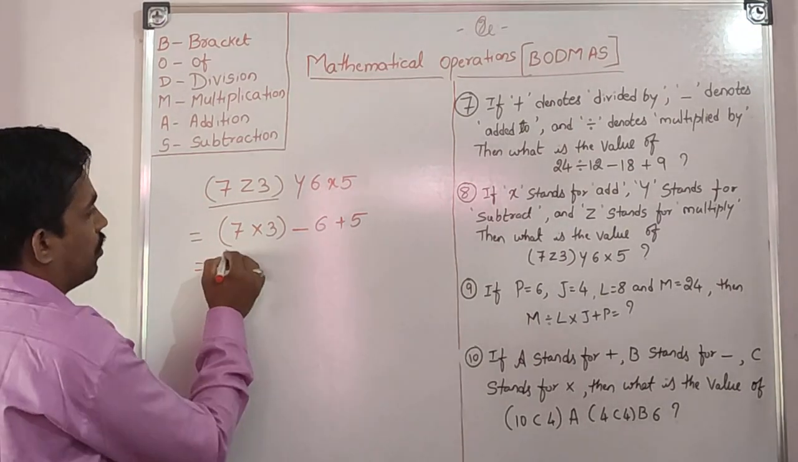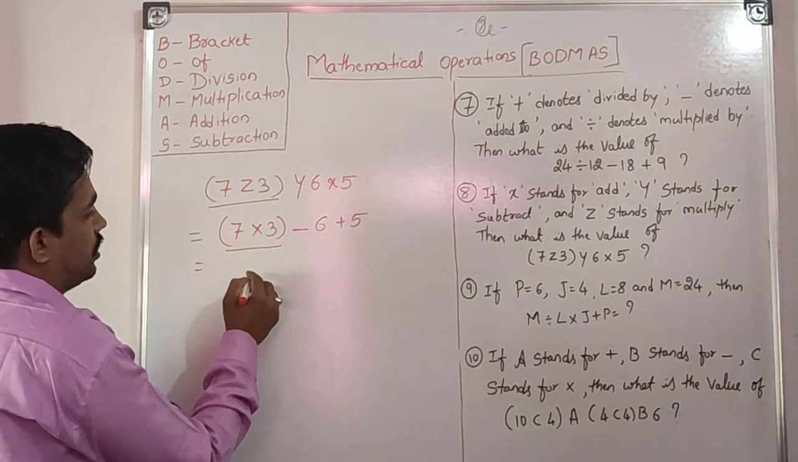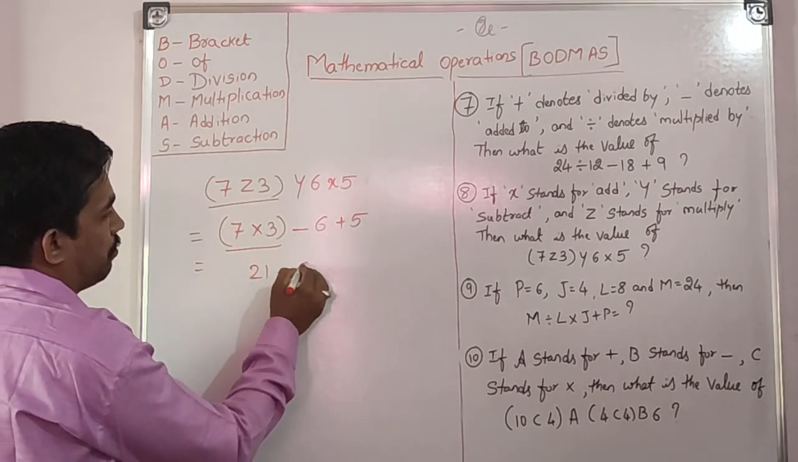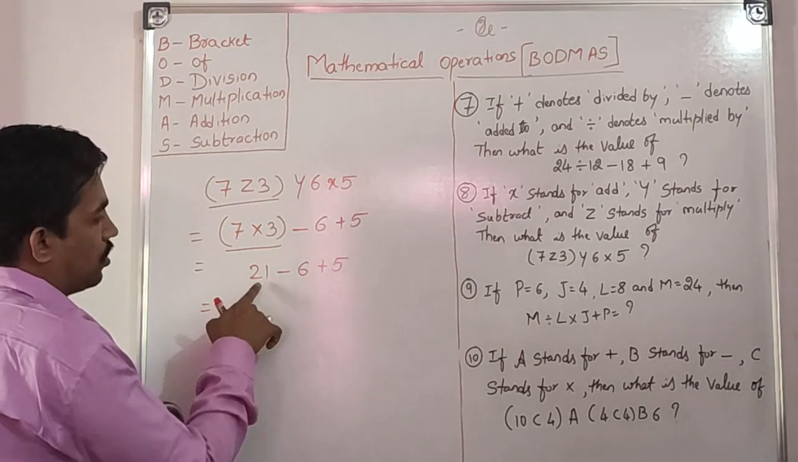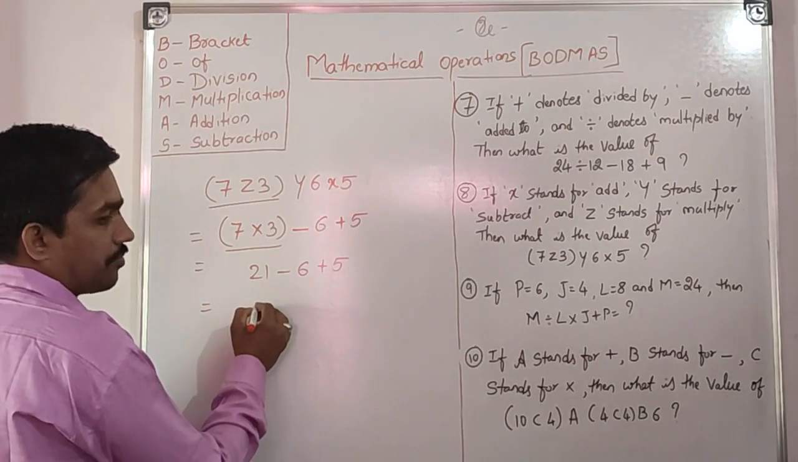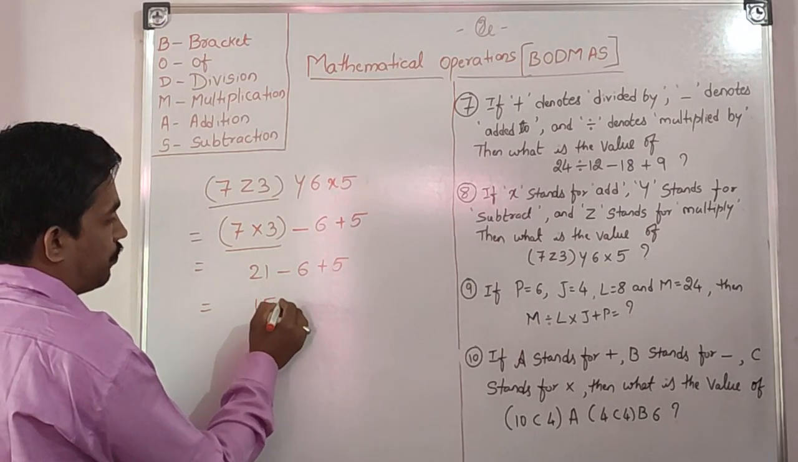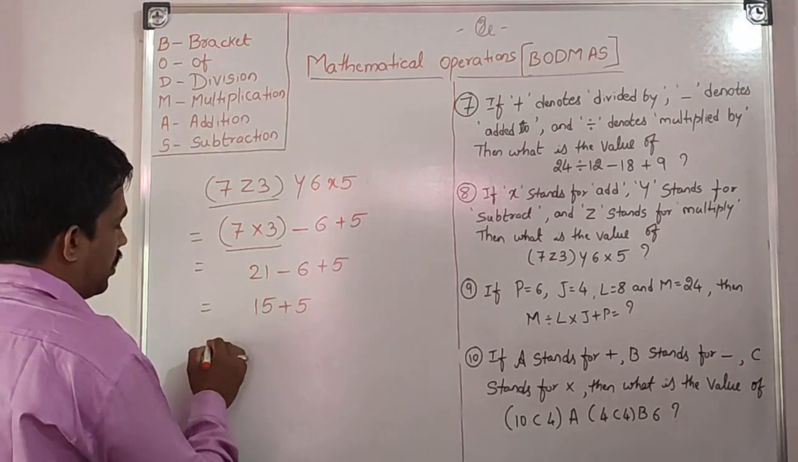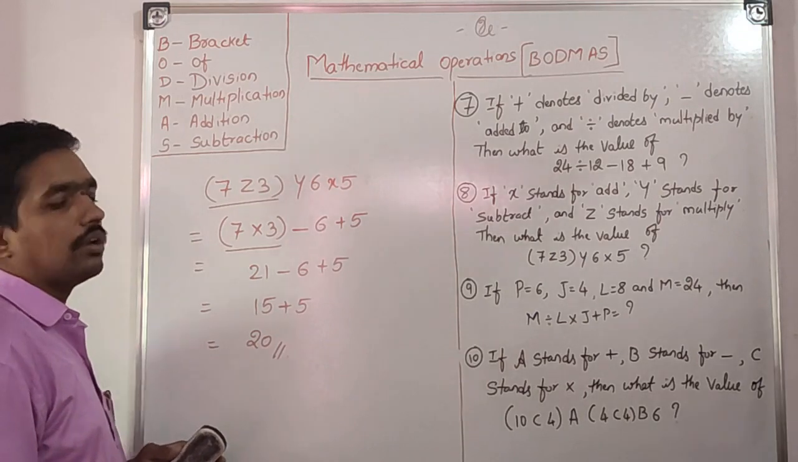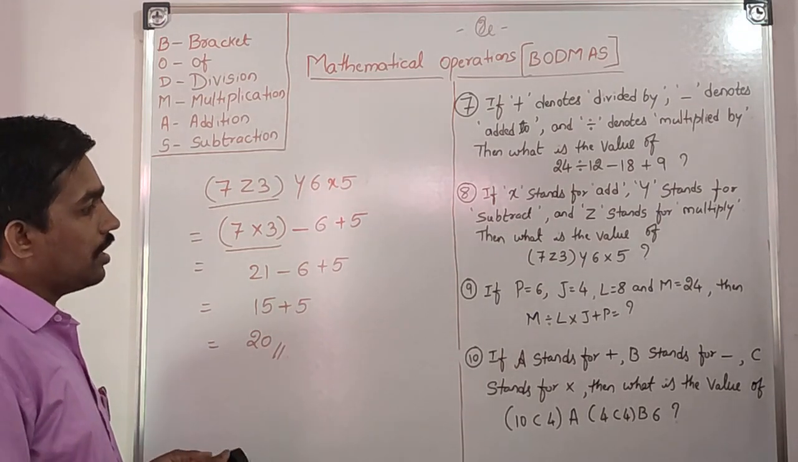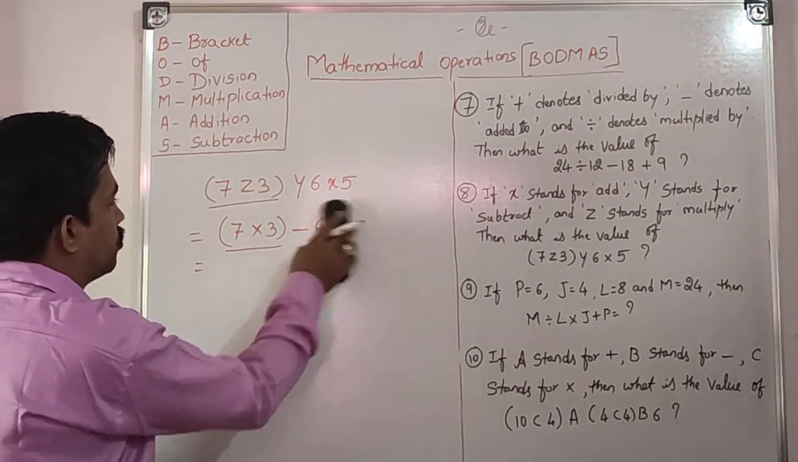So now first we have to do this. 7 3s are 21 minus 6 plus 5. So now 21 minus 6. What is 21 minus 6? It is 15 plus 5. That is 20. So 20 is our answer for the eighth question. And then moving to the ninth question.